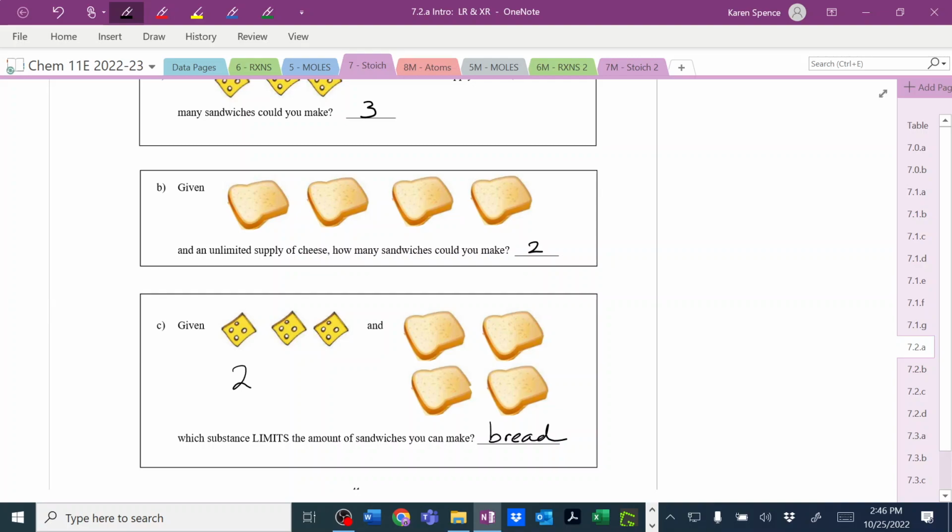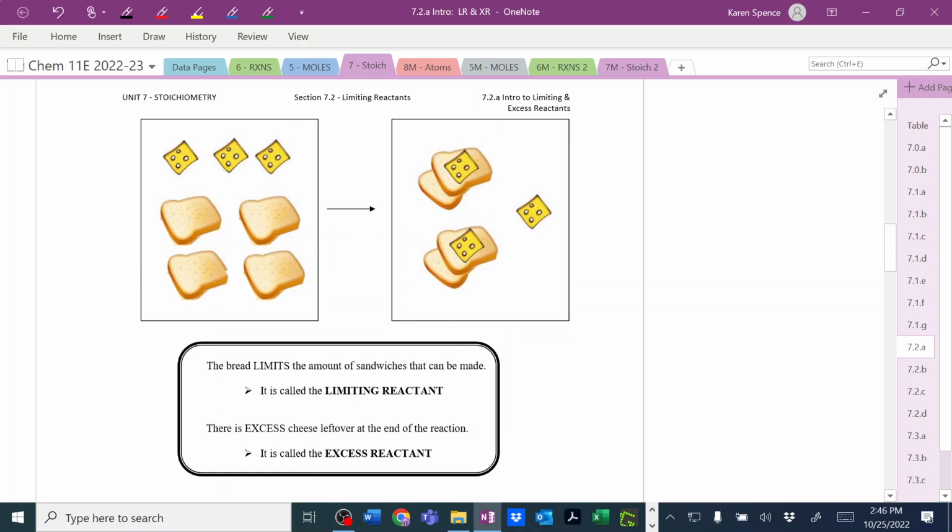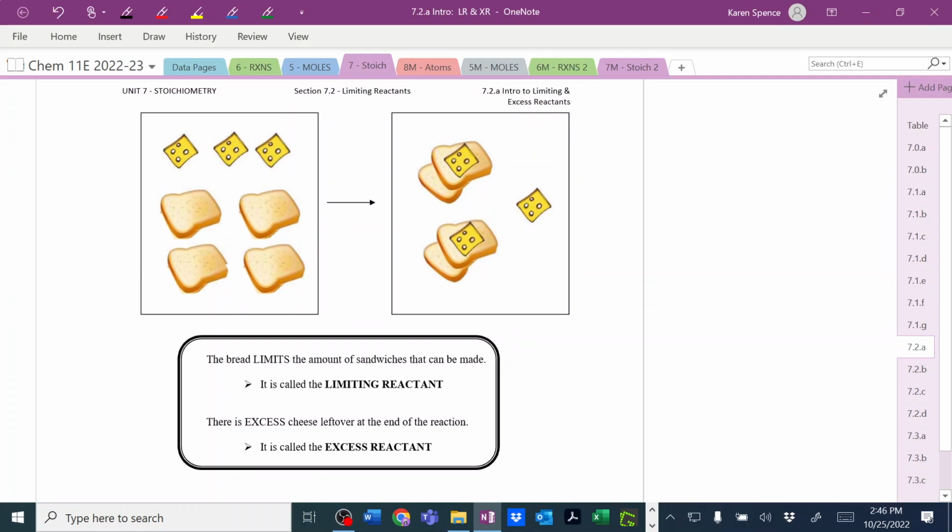So even if I gave you more bread, more cheese, I could not use the cheese. It would just simply be left over, right? Oh, by the way, how much cheese would be left over? 1, because you know that 2 of them get used up making the 2 sandwiches, right? So if you can figure out the amount that's used up, you subtract it from the original amount, you can find the amount that is left over. There's a little picture, just in case you didn't follow that.